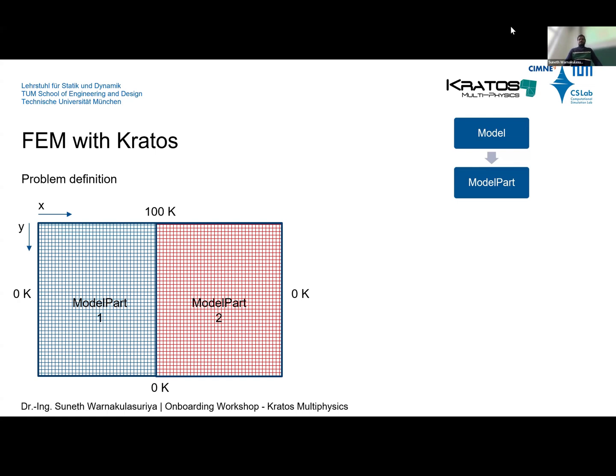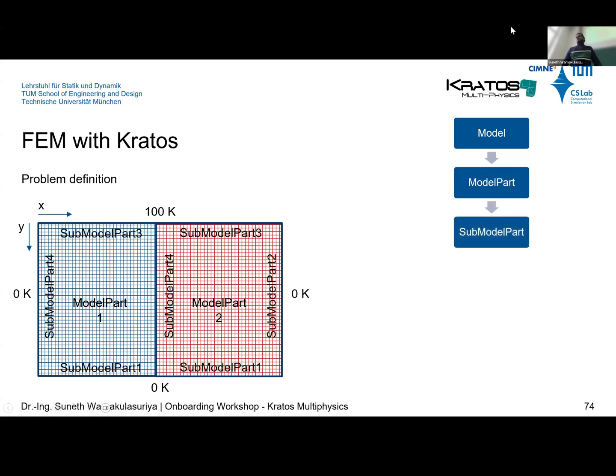Then you have submodel parts. Submodel parts are usually explaining the boundary conditions, but not always. So for model part 1, you have three submodel parts explaining bottom, left, and top. For model part 2, it has its own submodel parts, like that. The submodel part 4 can be repeated in both. It's up to you how you design it. You will see when we do the Python coding. You can design however you like.